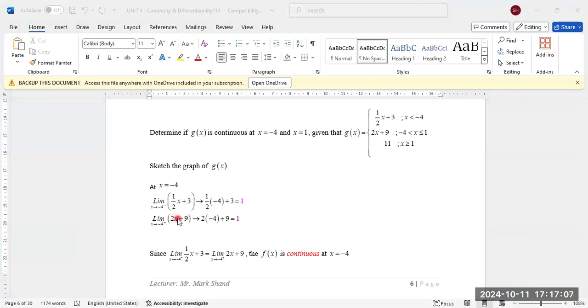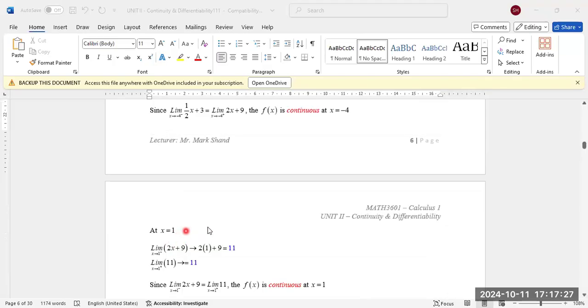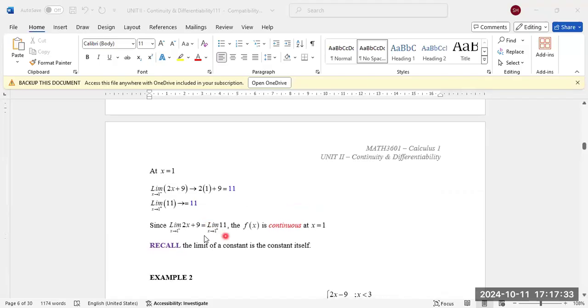Follow what I'm saying? Thus far, I think. When I'm looking at x equals 1, to the left of x equals 1, where x is less than or equal to 1, I have to use 2x plus 9. And to the right of 1, there is only one that I can use, which is 11. And remember, the limit of a constant is the constant itself. I asked a question like that in class, and I think you guys got it. So I'm happy that you got the second piece here to be continuous as the limit tends to 11.